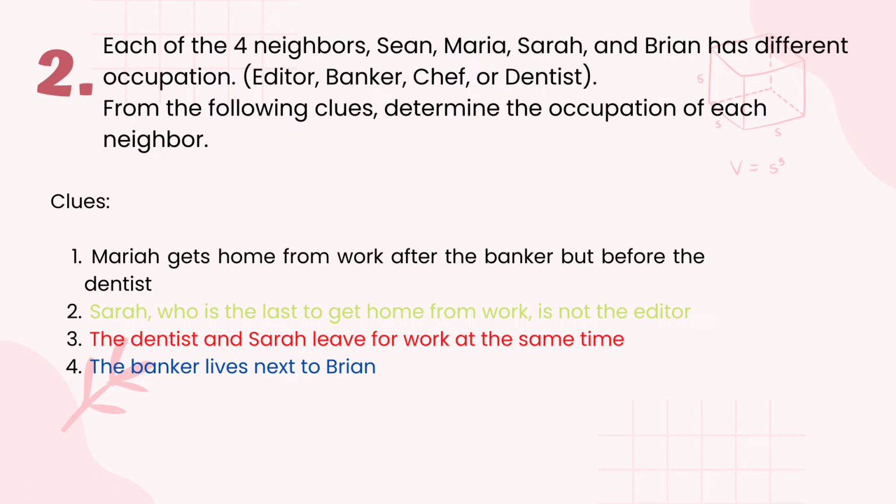Clue number 2, Sarah, who is the last to get home from work, is not the editor. And number 3, the dentist and Sarah leave for work at the same time. And number 4, the banker lives next to Brian. I will give you 30 seconds to find out whose occupation is which.